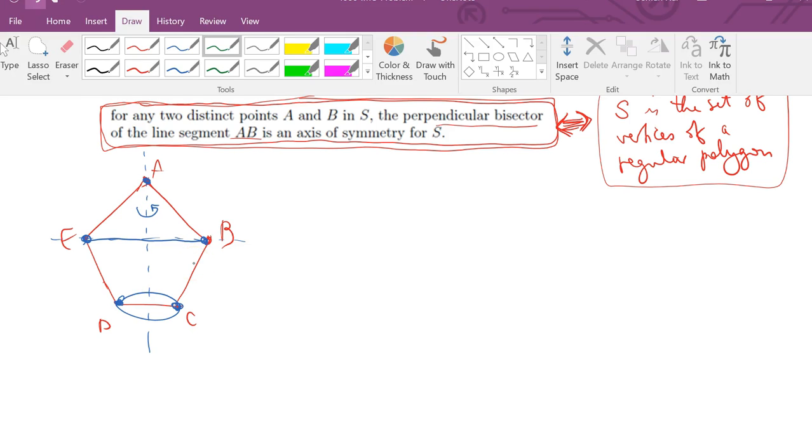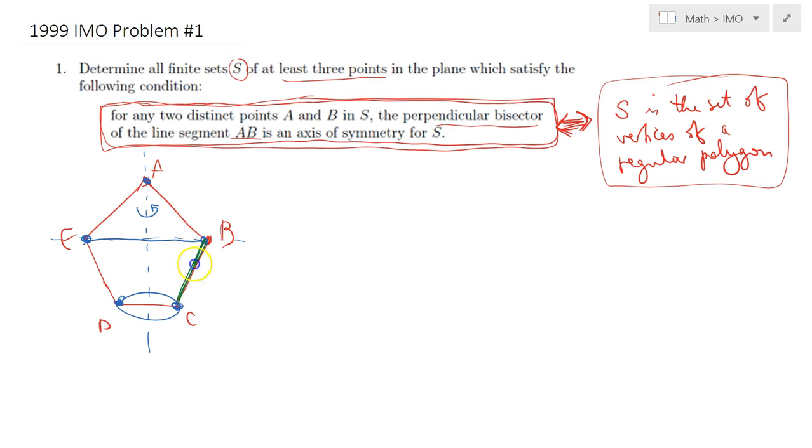Or for instance, if instead I pick two points, let's say B and C, the perpendicular bisector would be going through the point E here, at a 90-degree angle. So as a result, E would remain, B and C will switch, A and D will switch, but eventually this is an axis of symmetry because the numbering of the vertices doesn't matter. All that matters is the shape.